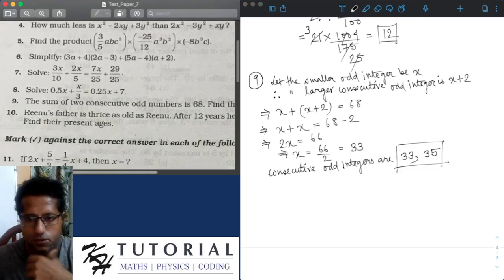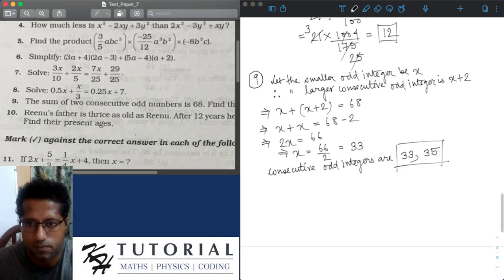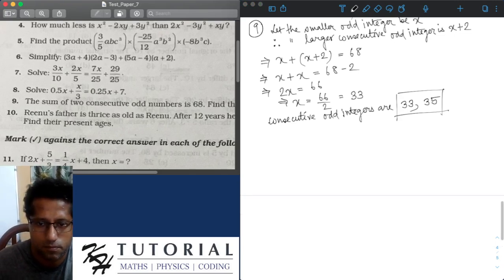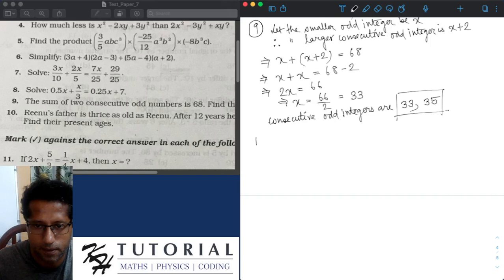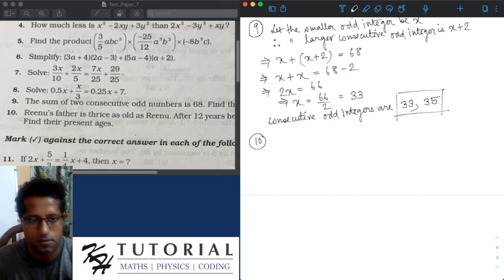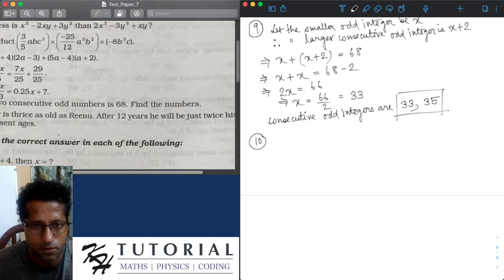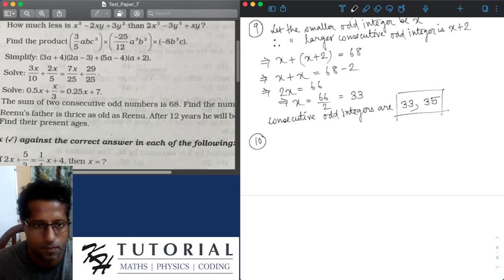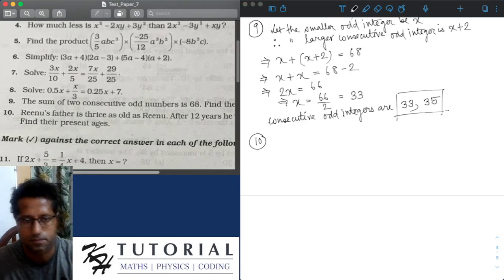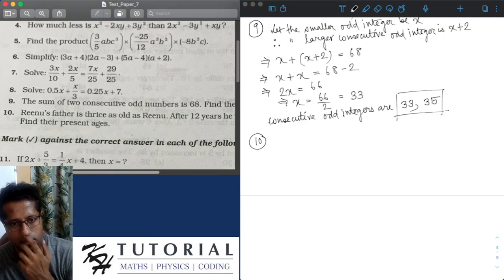The next is question number 10, which is also a word problem. It says Renu's father is thrice as old as Renu. After 12 years, he will be just twice his daughter. Find their present ages. Okay, Renu's father is thrice as old as Renu.